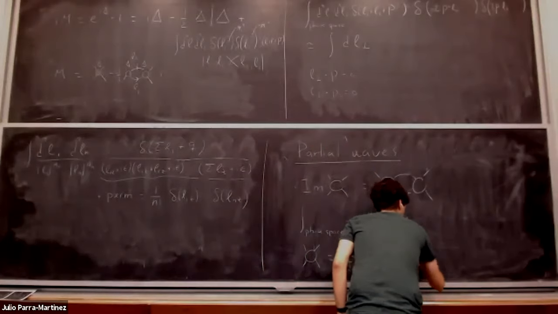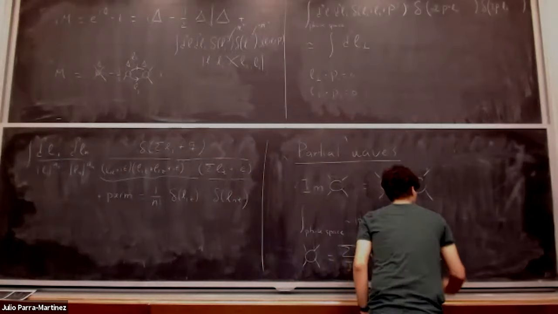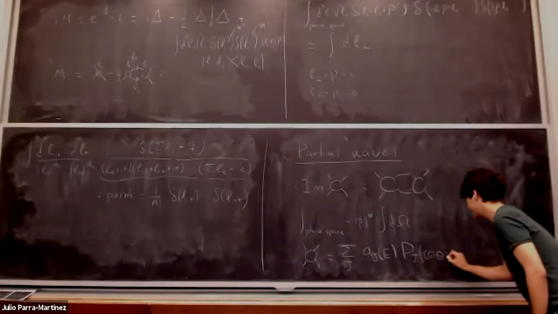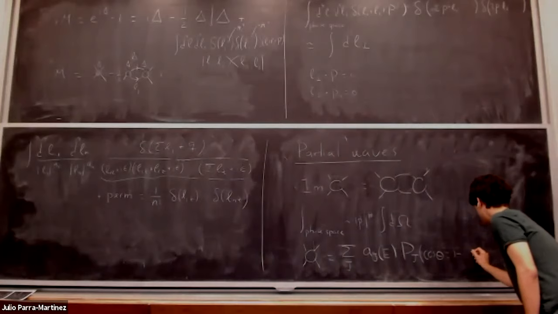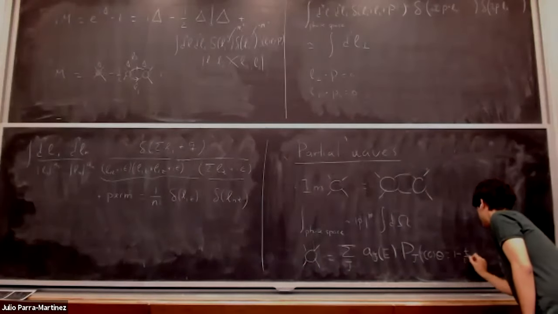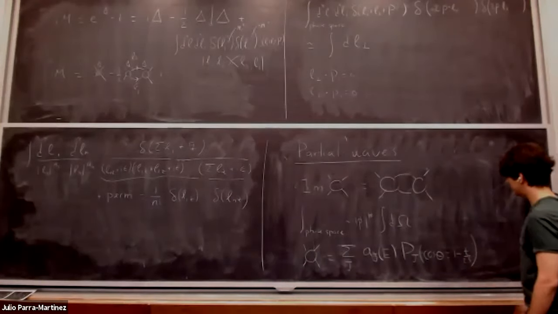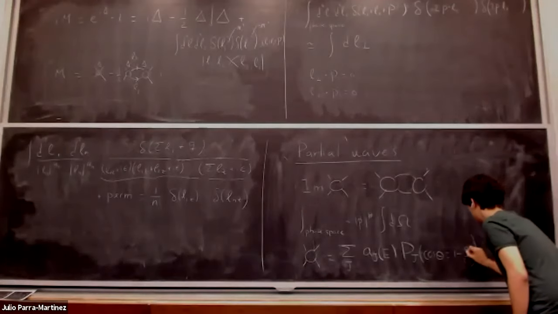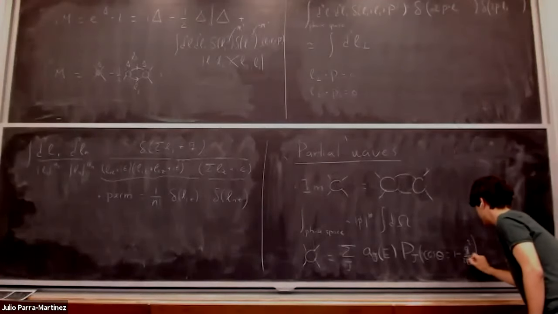And these are Legendre polynomials. But the angle is simply related to t, if you like, 1/2. So q squared over the energy.